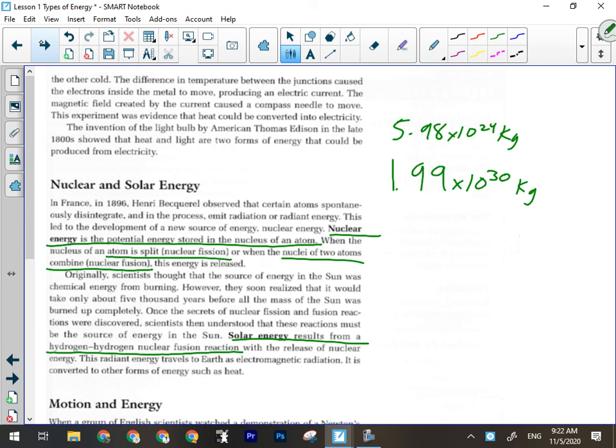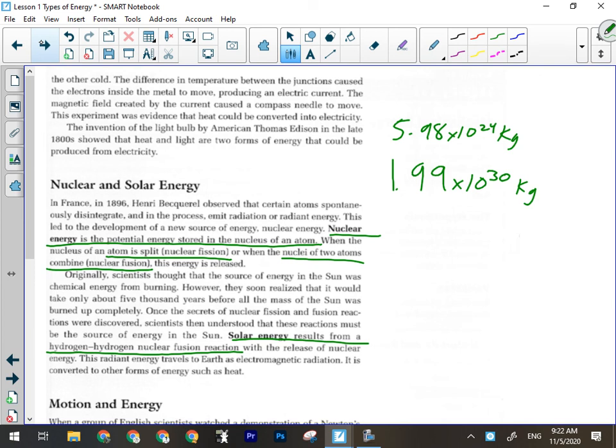Now, in order to make fusion occur, you have to have a lot of force. It takes a lot of force to push two atoms together and fuse them, that is, turn them into one larger atom. Now, the sun makes that happen because the sun is massive. To give you an idea here, this number here, the 5.98 times 10 to the 24 kilograms, that's the mass of the Earth.